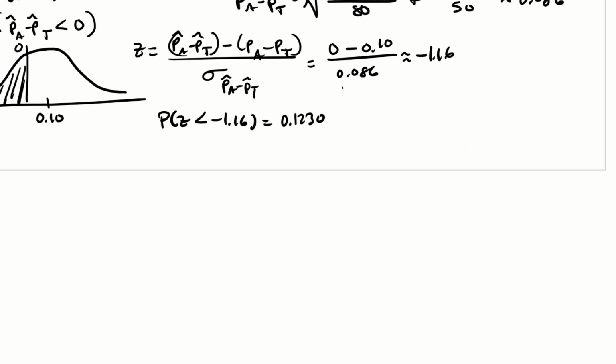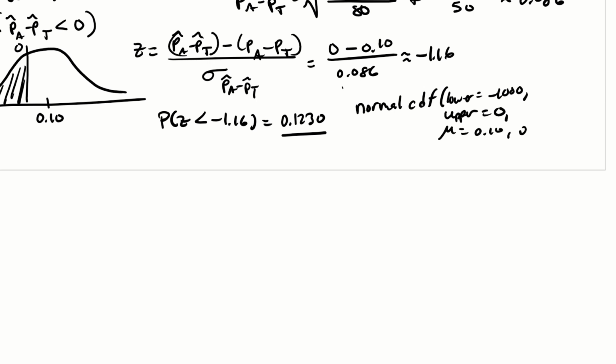And then let's compare that to the normal. So we're going to use the calculator. Normal CDF, the lower is negative infinity, so negative like 1,000 or something. The upper is 0. The mean is 0.10. The standard deviation is 0.086. And if you do that, you get about 0.1225-ish, which is pretty similar, okay, to what we get there.